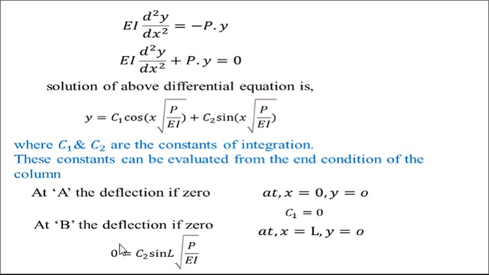At B the deflection is 0, which means your x value is capital L, the total length of the column, and y is 0, which means at B also the displacement is 0. If you put this into the equation, you will get 0 is equal to C2 sin L under root of P upon EI.